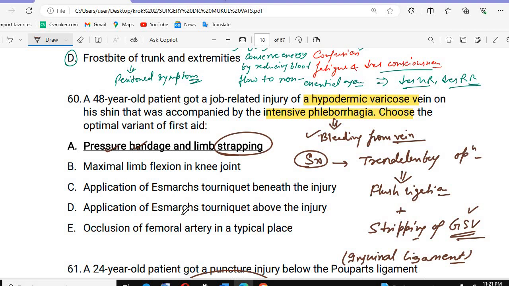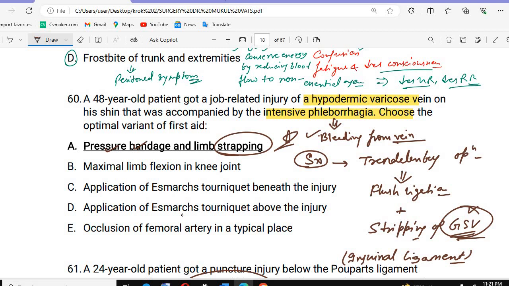In the Trendelenburg operation, what we will do is the flush ligation of the great saphenous vein with the femoral vein. Along with ligating those vessels, we will do the stripping of the great saphenous vein. This is your FMZ. Okay, the stripping of the great saphenous vein will be done.